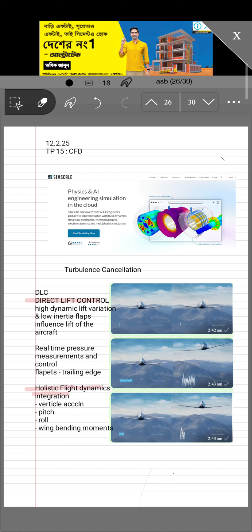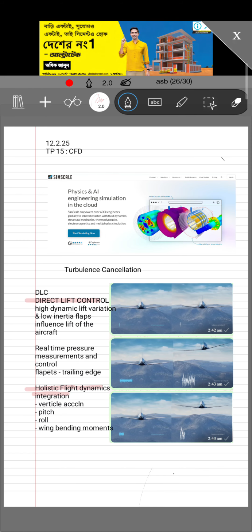Hello students, today we will continue our lectures on computational fluid dynamics, and we will discuss using this same cloud computing tool in solving some problems. The first problem that we will take today is called turbulence cancellation.